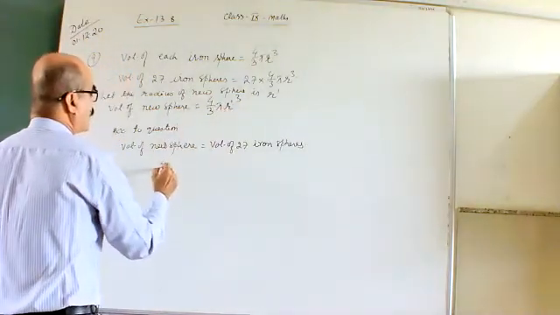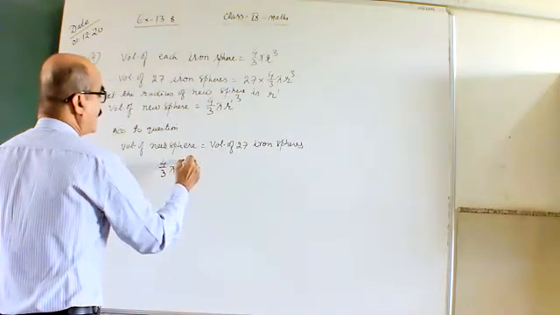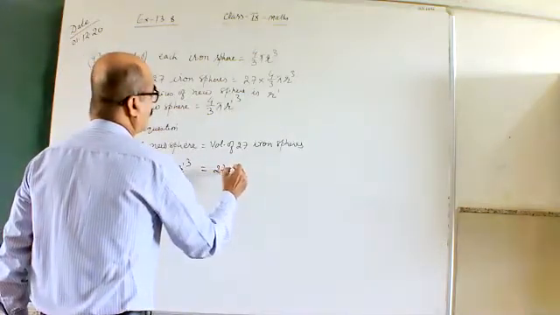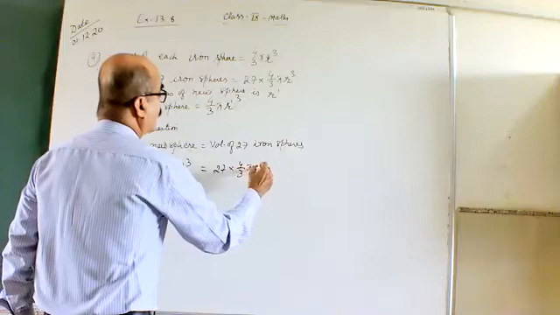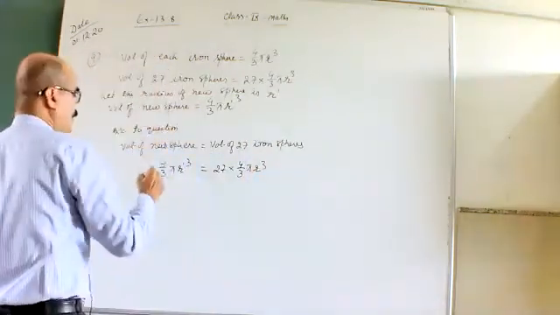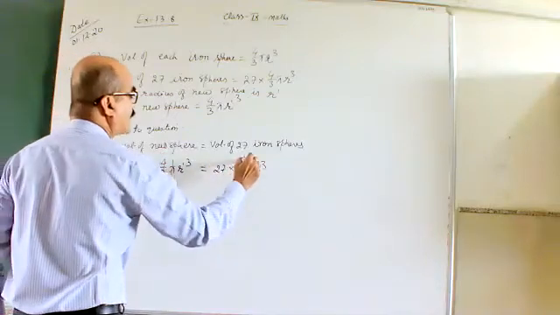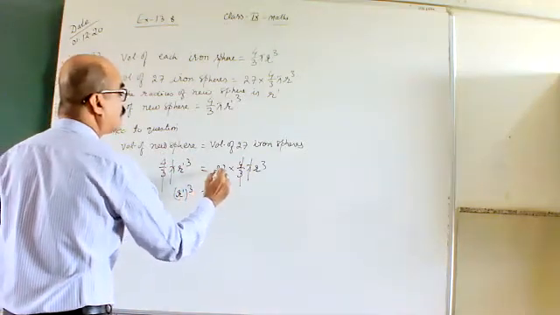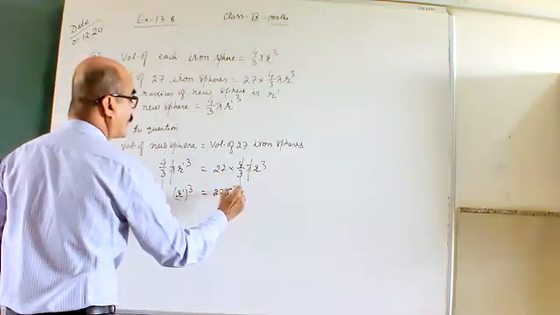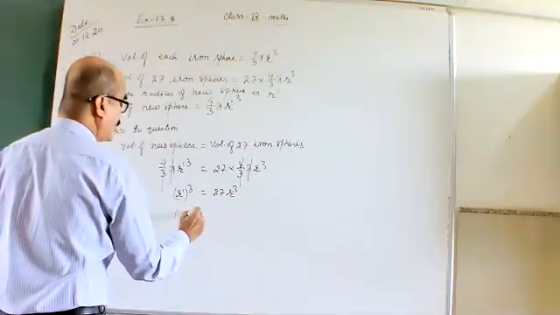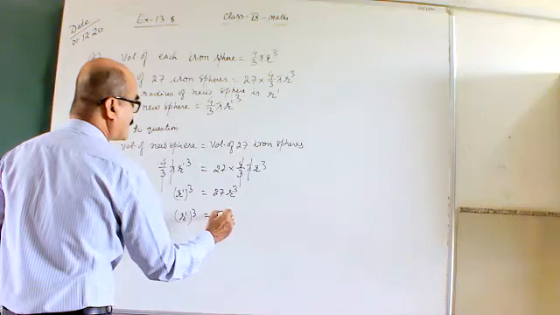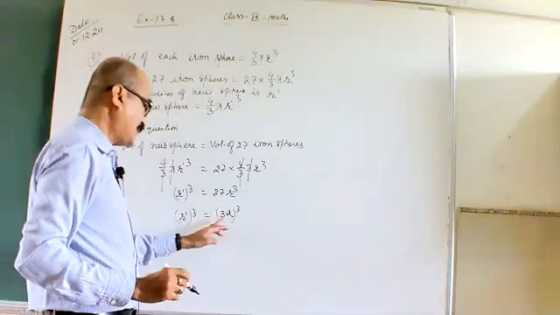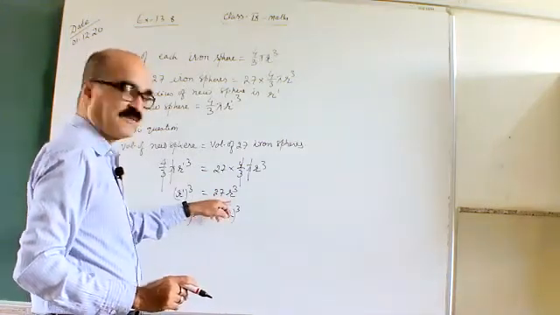So 4 by 3 pi r dash cube is equal to the volume of this, 27 into 4 by 3 pi r cube. Both sides 4 by 3 pi will be cancelled. So r dash cube is equal to 27 r cube. This can be written as 3 into 3 into 3 r cube; when you multiply 3r into 3r into 3r, you will get 27 r cube.